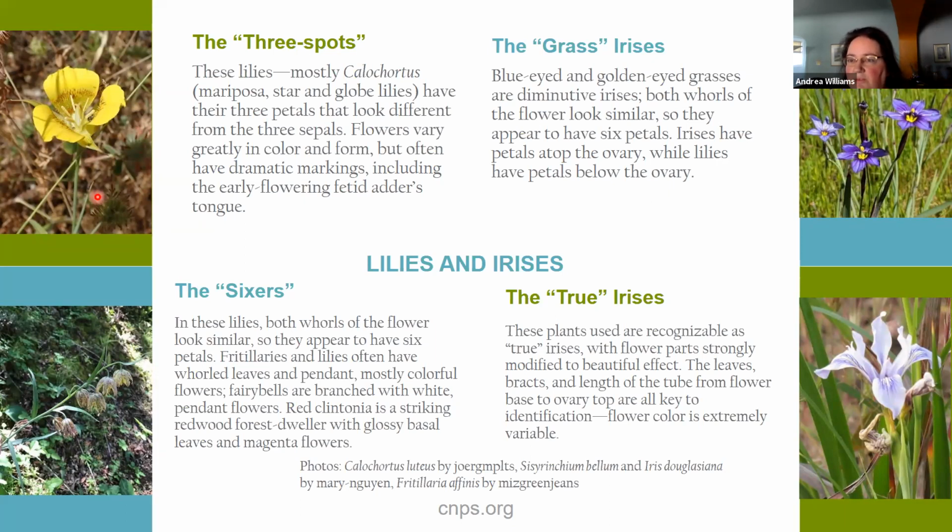One of the early blooming plants in California is the fetid adder's tongue, which is one of my favorites. Really strikingly striped plant. In what we think of as more traditional lilies, the fritillaries and Lilium proper, both whorls of the flower look similar. So you can see these 6 parts. You can't really tell the difference in them.